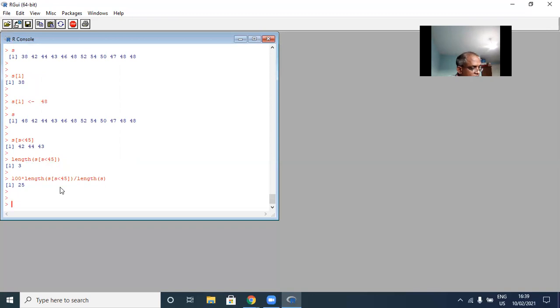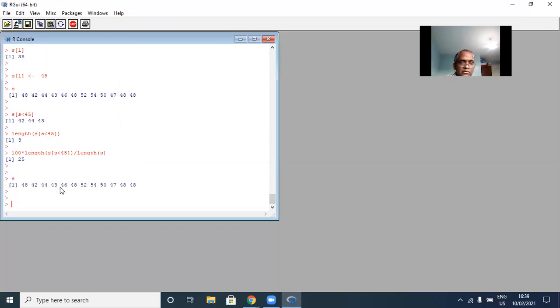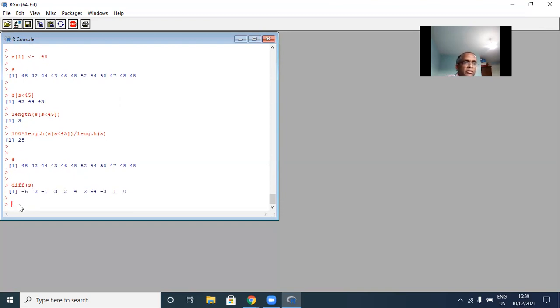And the final part is to use the diff command. Now, what diff does is the following. Now, -6 is the difference between 42 and 48, right? 44 minus 42 is 2. 43 minus 44 is -1. 46 minus 43 is 3, and so on.